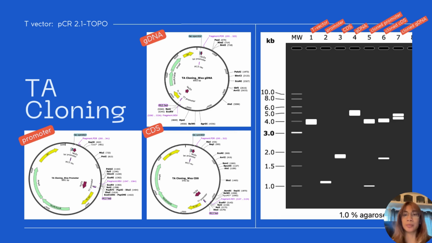In this case, the WXA promoter, CDS, and gDNA sequences were amplified by PCR and inserted into the pCR 2.1 TOPO T vector. Successful ligation was confirmed by agarose gel electrophoresis, with both the vector maps and the AGE results showing that all three sequences were successfully cloned, as indicated by the products observed in lanes 5, 6, and 7.